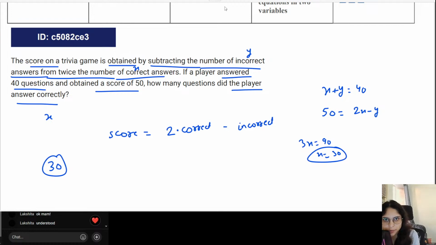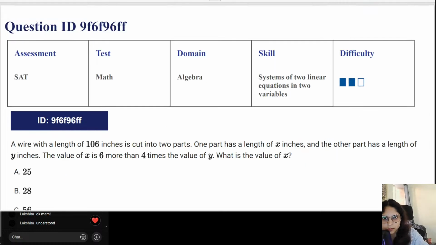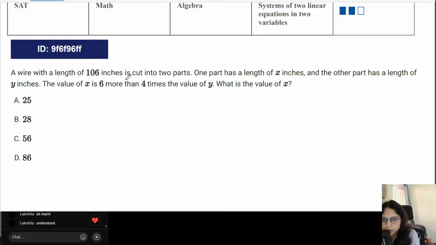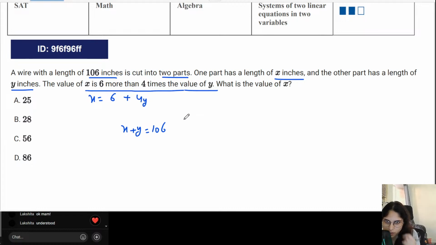Next is question number 39. A wire with a length of 106 inches is cut into two parts. So the total length is 106, two parts X and Y. One part is the length of X inches, the other part is the length of Y inches. So X plus Y is 106. Now X is 6 more than 4 times the value of Y. So X is 6 plus 4Y. What is the value of X?